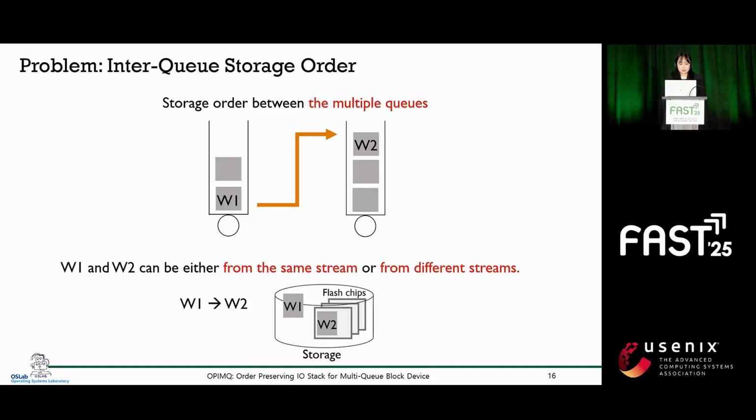The core issue is that storage order is not naturally enforced between write requests in different queues. Enforcing order becomes challenging when requests with dependencies are assigned to separate queues, a problem we call inter-queue storage order. This occurs in two cases: when dependent requests come from the same thread or different threads.